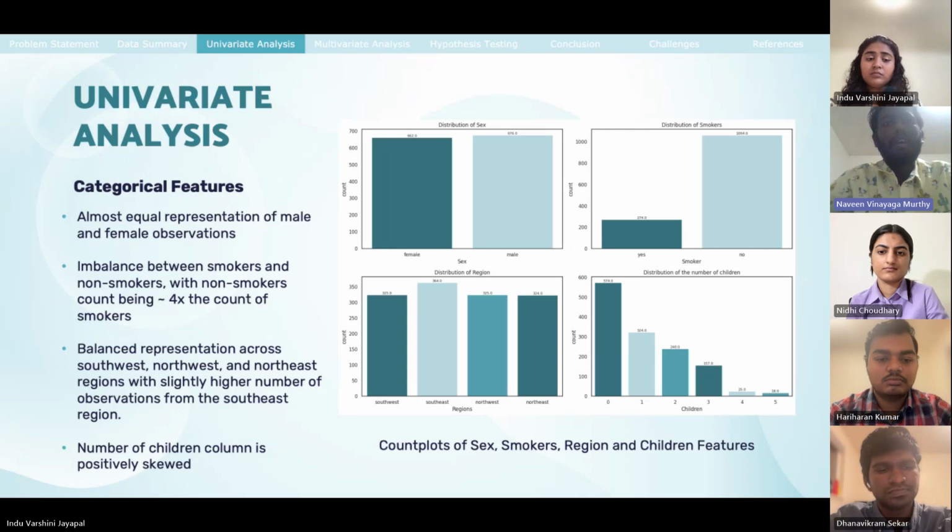The third plot shows the count of patients in different regions. We can see that the patients in the regions of Southwest, Northwest, and Northeast are equal, and the count in Southeast is slightly higher than the 3. And in plot 4, we can see that most of the patients have no children. Also, the patients having 4 or 5 children are very few, which is very common in today's day and age. Now let's go over the histograms that we plotted.